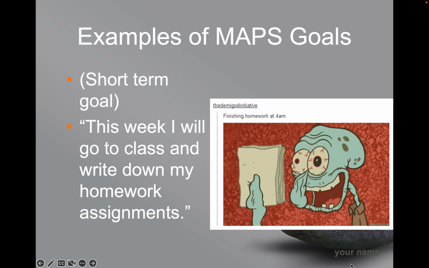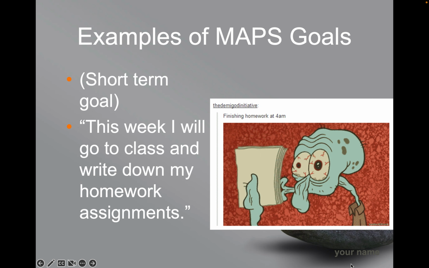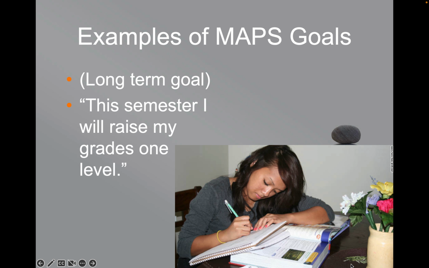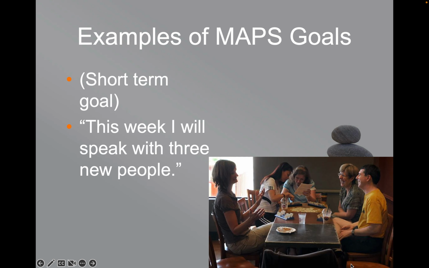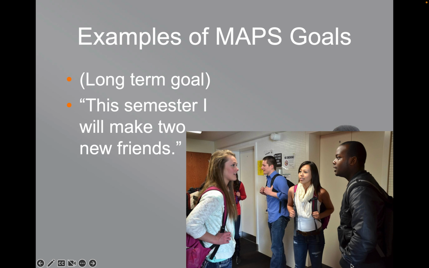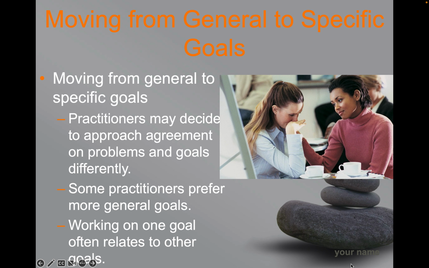Short-term goal, this week I will go to class and write down my homework assignments. Long-term goal, this semester I will raise my grades 1 level. Short-term goal, this week I will speak with 3 new people. Long-term goal, this semester I will make 2 new friends.